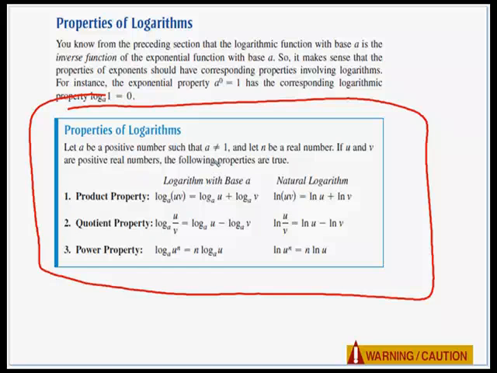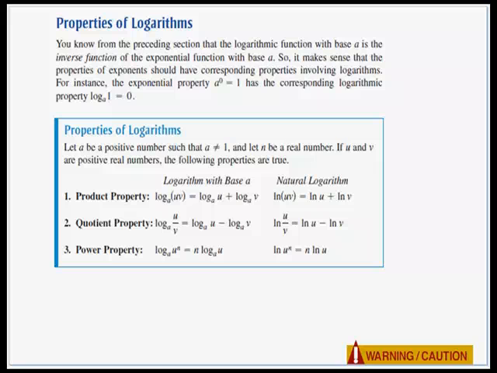Let a be a positive number such that it's not equal to 1, and let n be some real number. If u and v are positive real numbers, the following properties are true. We have the product property. Log base a of two things multiplied, we can break the two numbers being multiplied together, the u and the v, out into their own separate logs, which are then added together. So the log base a of u times v becomes the log base a of u plus the log base a of v. Or with natural logs, the ln of u times v becomes the ln of u plus the ln of v.